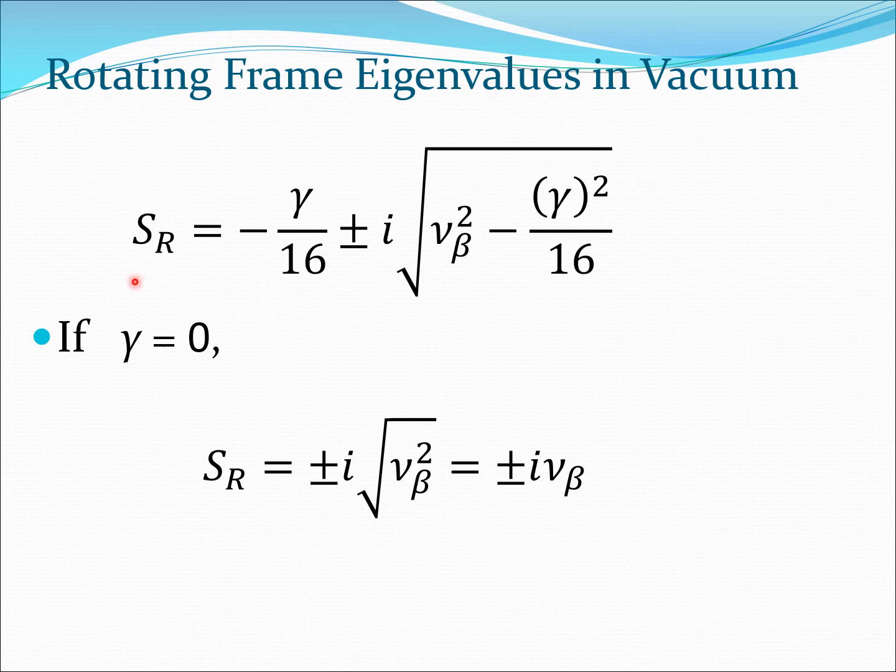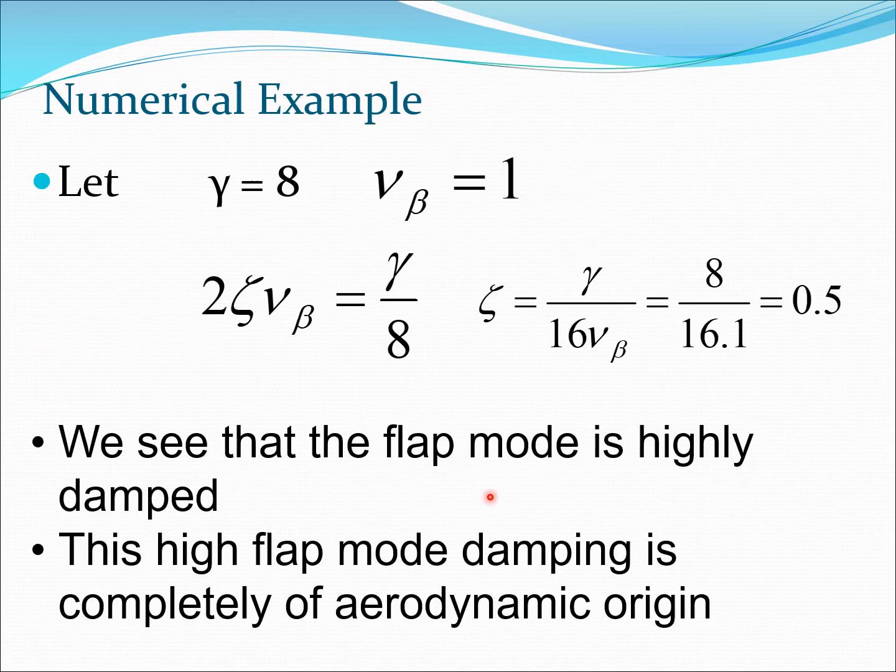So now let us take a look at this equation and just examine a particular special case. So let's presume we are in vacuum. In that situation, gamma would be 0. And so s_R would be plus minus i root nu beta square, which would be plus minus i nu beta. So essentially in a vacuum, you would only have frequency, you would not have any damping, and therefore the motion would just continue on and on. There is no damping to suppress that particular motion or to decimate it in time. But when you are in actual air, the density being present there, there is a Lock number present there.